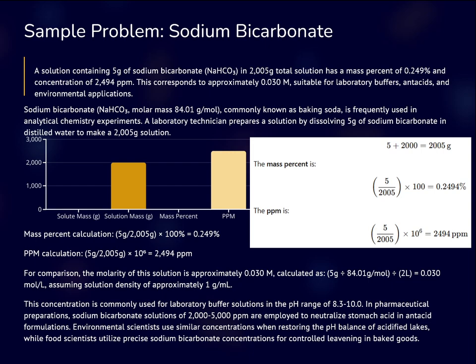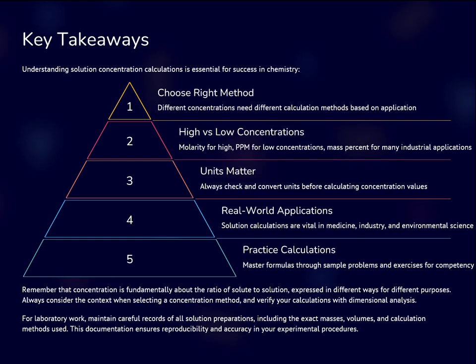The ppm, or parts per million, we're going to take the 5. We're still going to divide it by the 2,005 grams, right? The total mass of the solution. But we're going to multiply it by 10 to the 6th power, right? To standardize for parts per million. That's going to give us 2,494 parts per million. Now, these kinds of solutions are used for things like antacids and environmental pH buffers because of the small numbers.